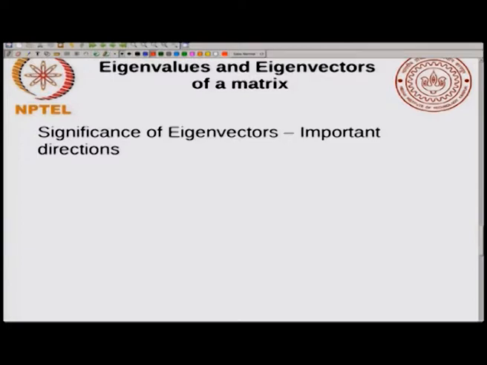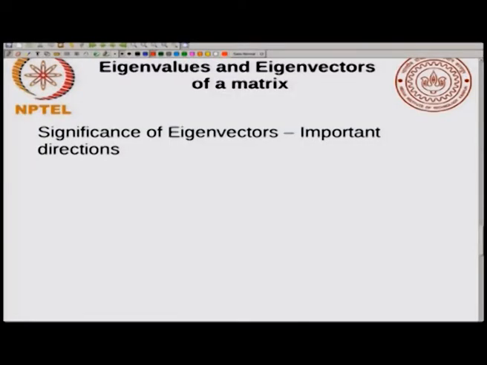Now I'll just mention one thing before we take an example. What is the significance of eigenvectors? You can think of eigenvectors as important directions. Suppose I have a vector like this, which I am just showing as an arrow. When I operate on it with this matrix A, I might get some other vector like this. In general it will point in some other direction, and it might have a different length also. So I operate on this vector by the matrix A and I get something else.